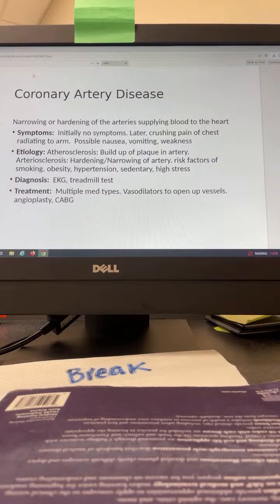What's the cause of coronary artery disease? There's 2 key words here, atherosclerosis and arteriosclerosis. They sound similar, but they have different meanings. Atherosclerosis has to do with the building up of plaque. So this is like your cholesterol, the yellow fat lining the inside of the arteries, and arteriosclerosis refers to the vessels hardening and getting narrower.